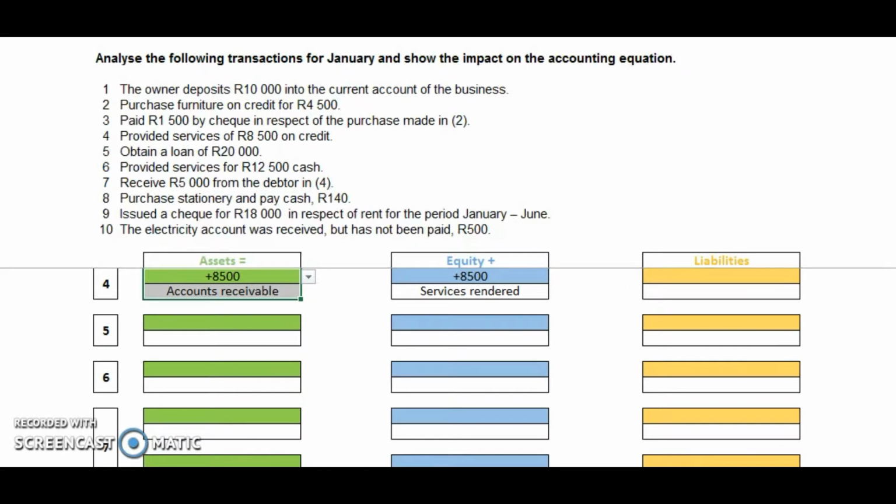In 5, they obtain a loan of 20,000 Rand. Money is being received, which increases assets by 20,000 Rand. We will record it to bank, and at the same time, we have to recognize a liability, as there is an immediate obligation to pay back the 20,000 Rand. Liabilities will therefore increase by 20,000 Rand as a result of the loan.